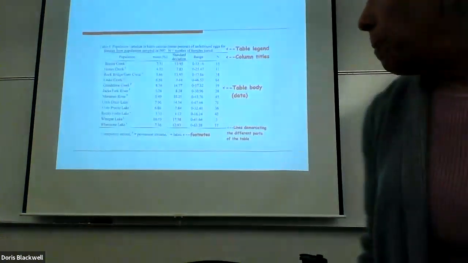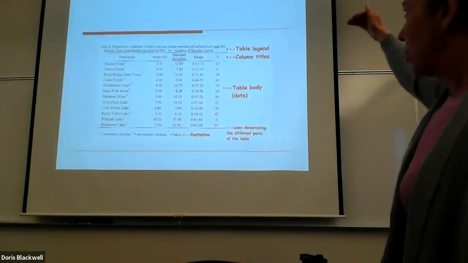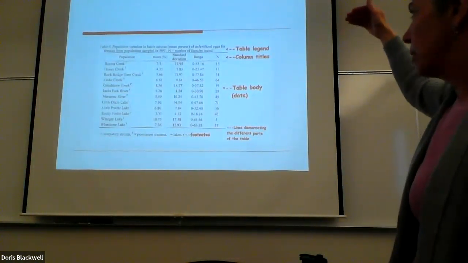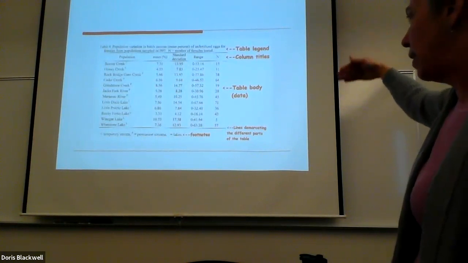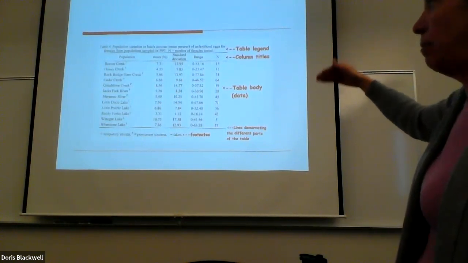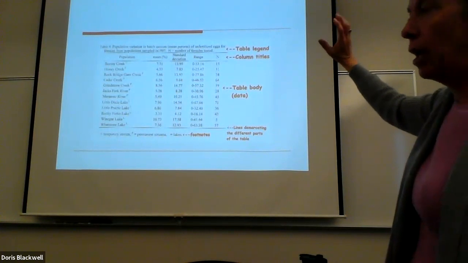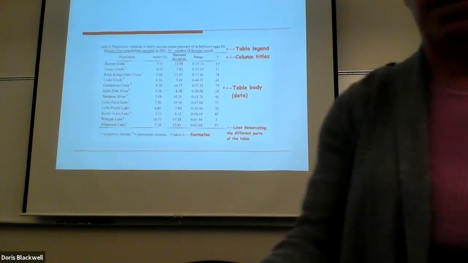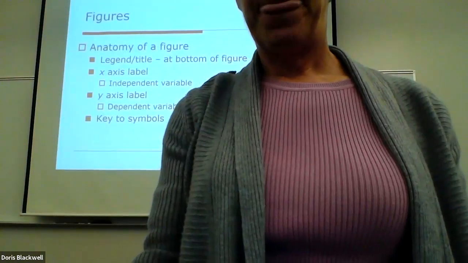So again, the anatomy of the table: we have the table legend, then the column headings, then the body of the table, and then the footnotes where we describe any of those symbols or anything that we talk about in the body of the table.